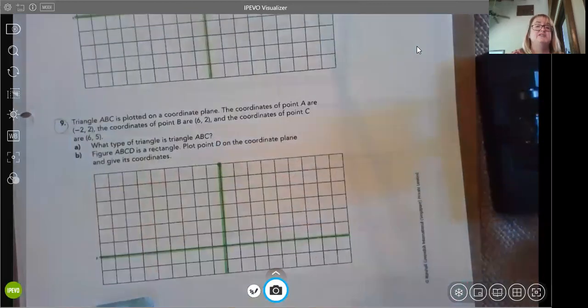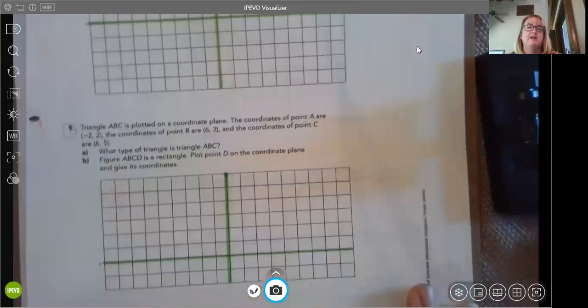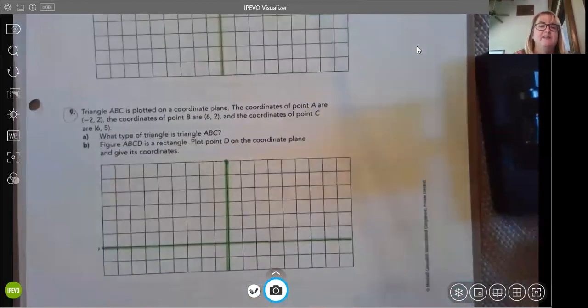9 says triangle ABC. Okay, so we're dealing with a triangle plotted on the coordinate plane. The coordinates of A are -2 and 2. The coordinates of B are 6 and 2. And the coordinates of point C are 6 and 5. What type of triangle is triangle ABC? And then they say figure ABCD is a rectangle. Plot point D on the coordinate plane and give its coordinates.